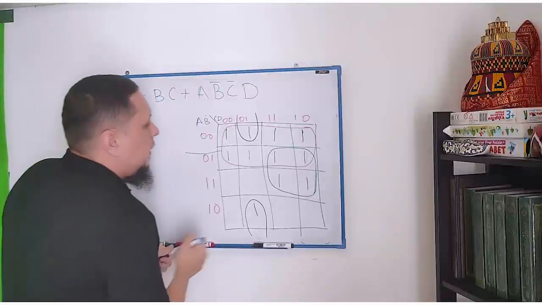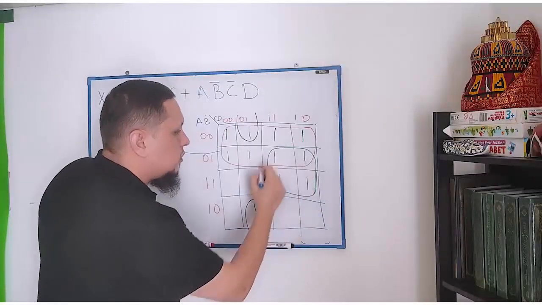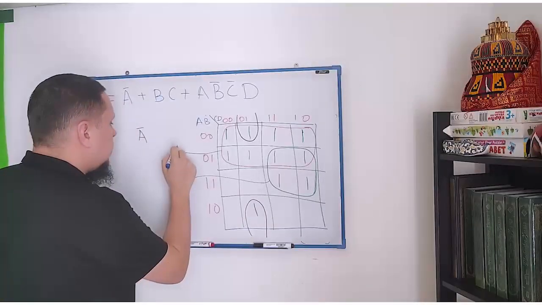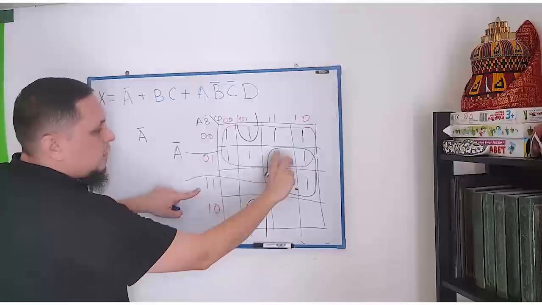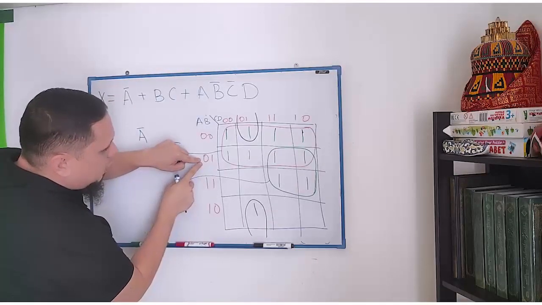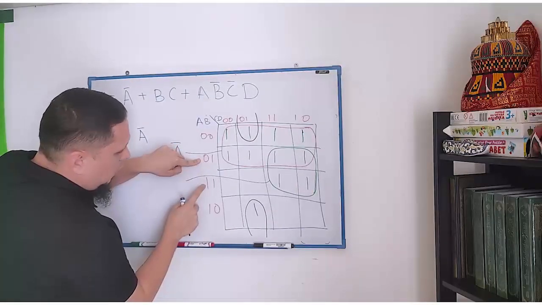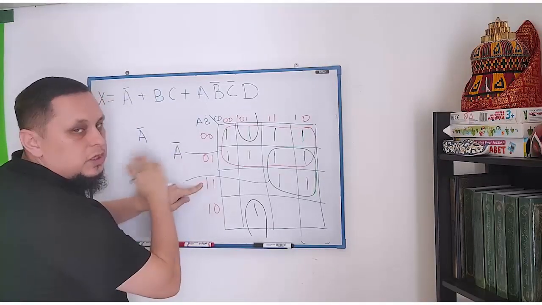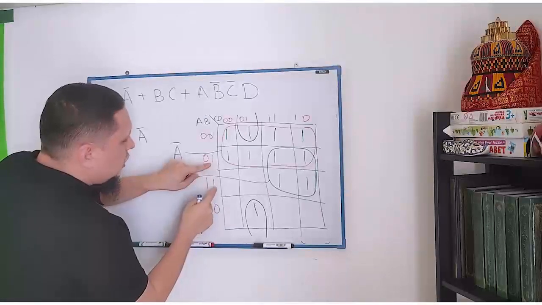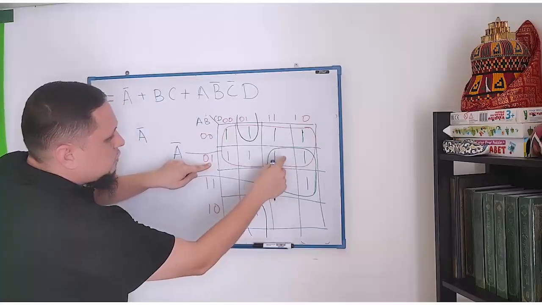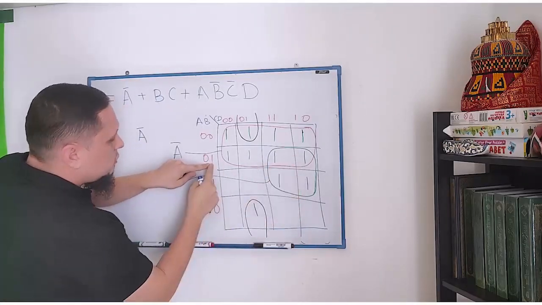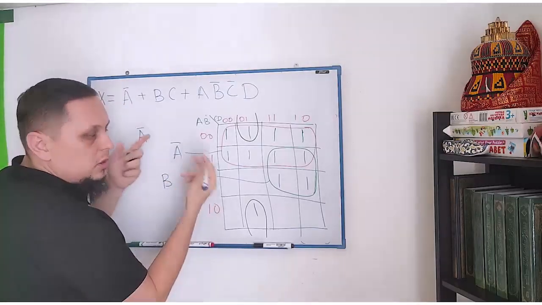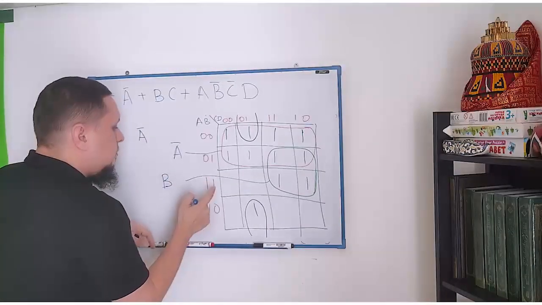Okay? Next, the 4-bit group. Look at this 4-bit group. From the first group we got the A complement. From this 4-bit group, if you look, the value of A is changing from 0 to 1, right? So we eliminate the A. B is not changing. If you look in these rows, B is always 1. So we keep the B. Since it's a 1, we keep it in the uncomplemented original form, B.